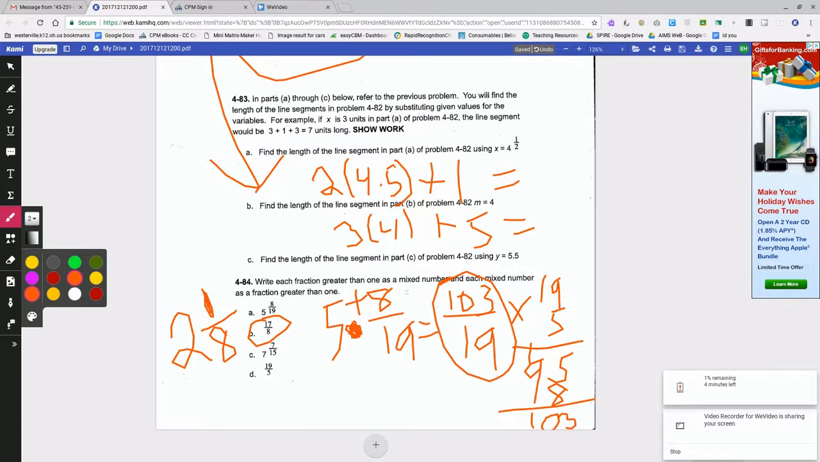The fractions, mixed numbers should take you the longest. I better quit this before my video dies here.